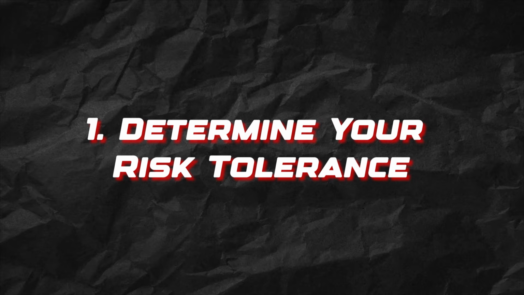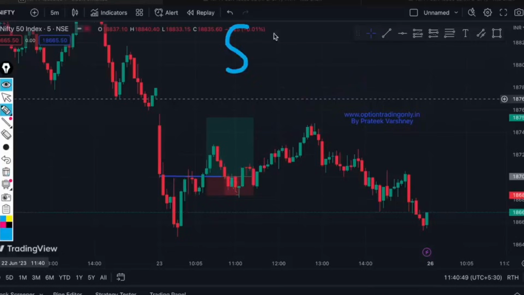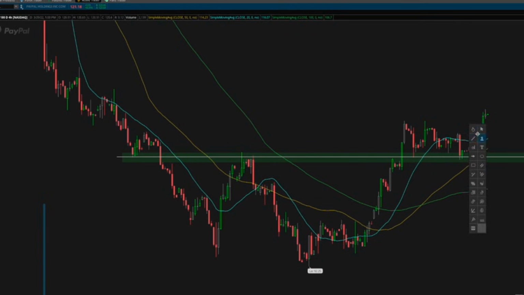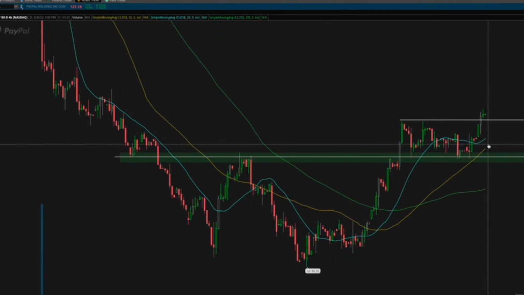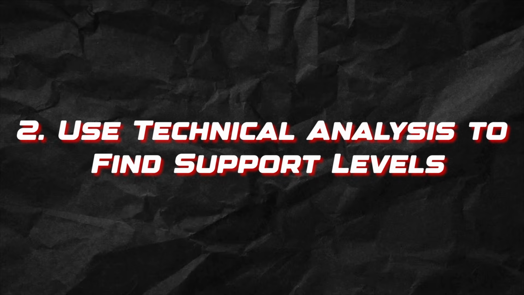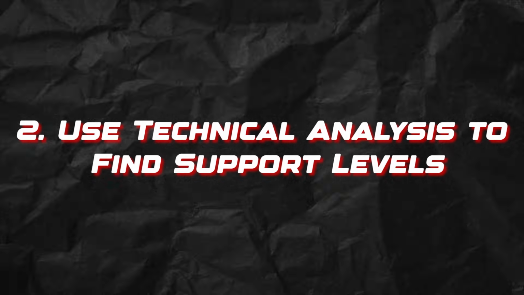1. Determine your risk tolerance. Before setting a stop loss, you need to know how much loss you're willing to tolerate. This will depend on your overall trading strategy and your risk tolerance. A common rule of thumb is to risk no more than 2% of your capital on a single trade. For example, if you're trading with $10,000, you should set a stop loss that limits your loss to $200 or less.